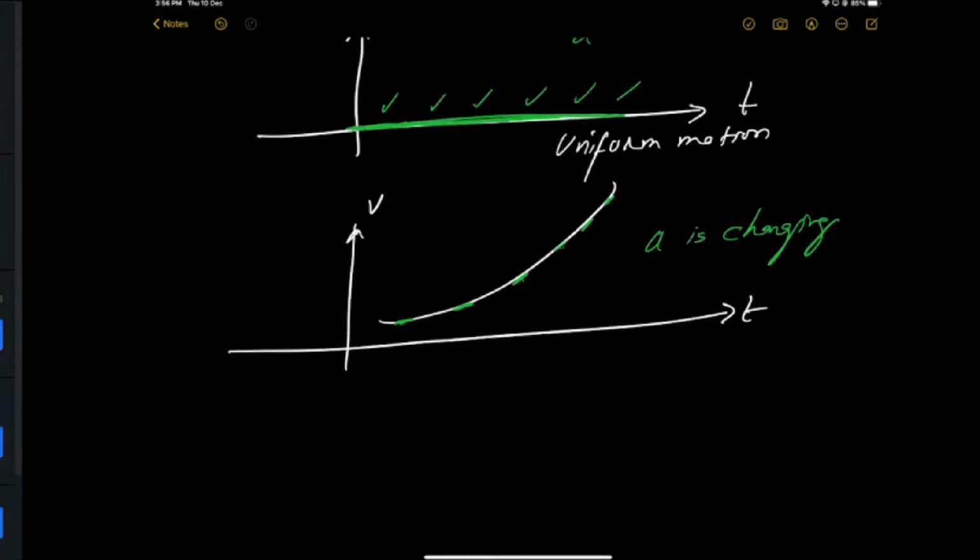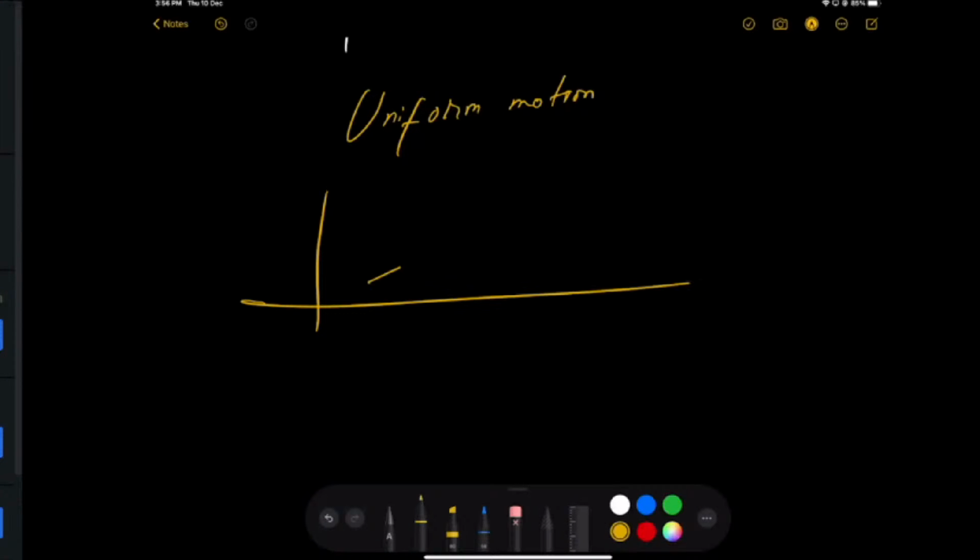Clear? Okay. Let me come back to uniform motion. If you have uniform motion, if you have a straight line, you need not take the derivative. You can use the formula (y2 minus y1) by (x2 minus x1) to find the slope. Okay, let me begin my observation. I'll draw the graph of uniform motion like this. This is the velocity versus time graph.